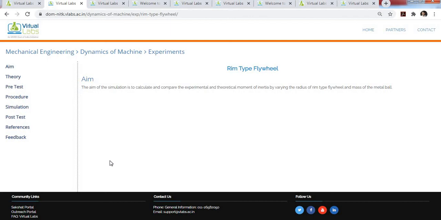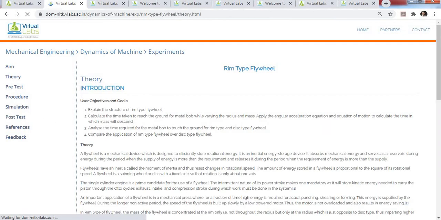We have to calculate the moment of inertia by varying the radius of the TYPE flywheel and varying the mass. We have to calculate the moment of inertia and compare the moment of inertia, both theoretical and experimental values. This is the main objective of this TYPE flywheel. You have to click theory, some introduction and theory, and what are the formulas we are using to calculate the moment of inertia.